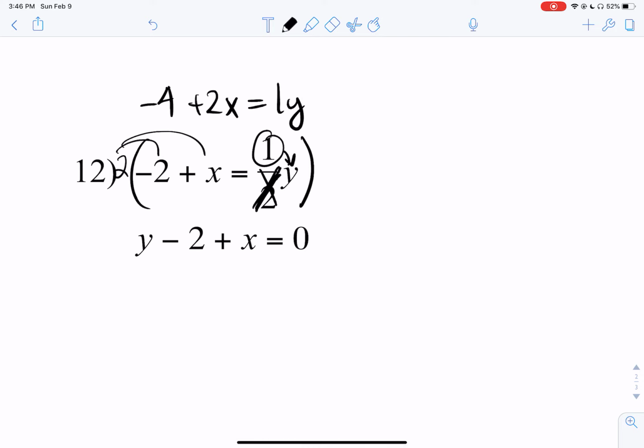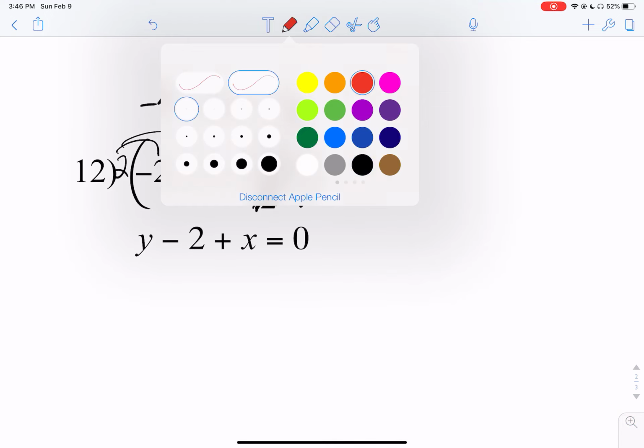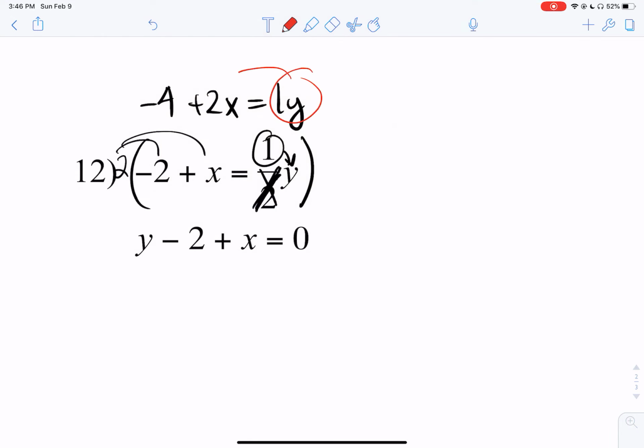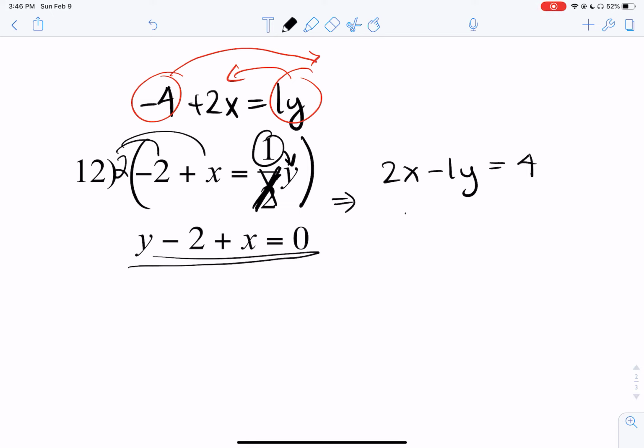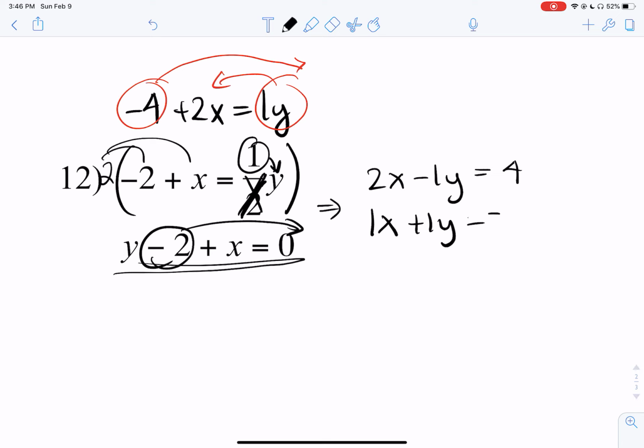Now I'm going to rearrange it, moving things in the proper place. This would have to go to this side, and the negative 4 would have to go to the other side. Rearranging that top equation, we would end up with positive 2x, negative 1y is equal to positive 4. And rearranging the bottom equation, x plus 1y, those don't switch signs because they're already on the same side. I just need to move the 2 to the other side, so it becomes plus 2.